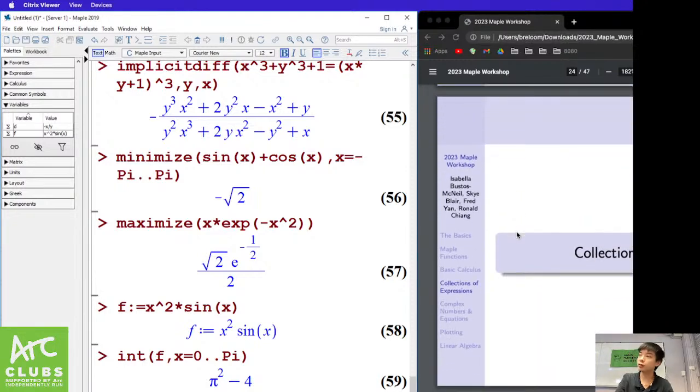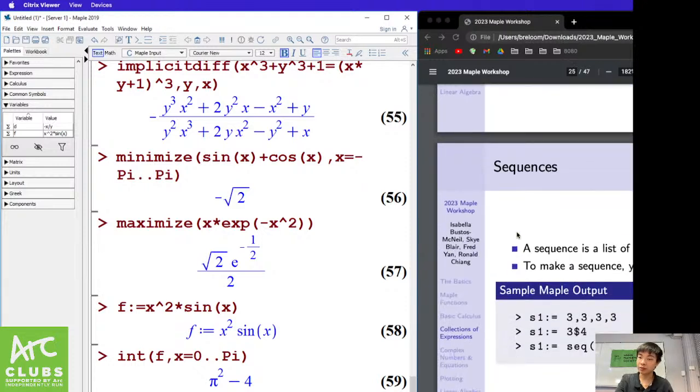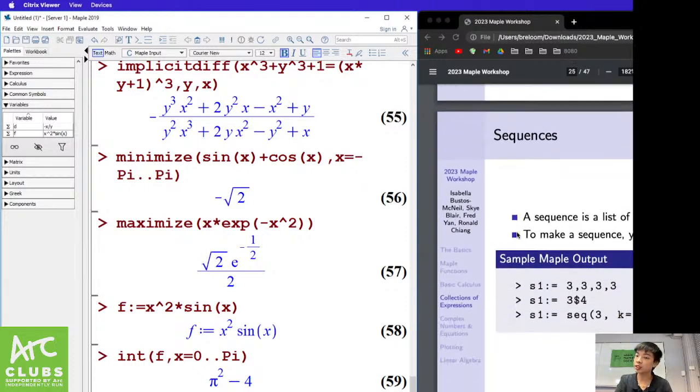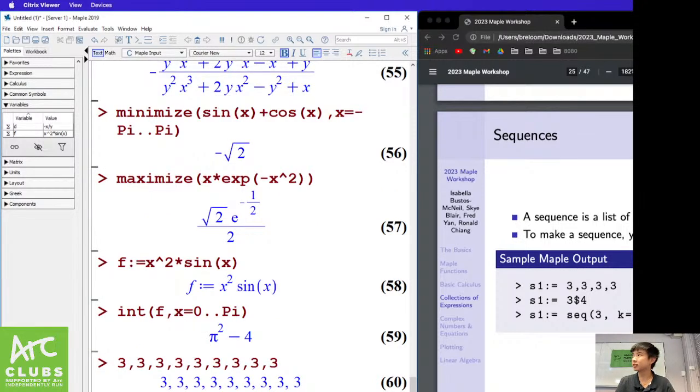And now we're up to collections of expressions. By collections of expressions, we mean something like a sequence. A sequence is a list of objects in Maple which are separated by commas. So we have 3, and these. That's a sequence because it's a bunch of things separated by commas.